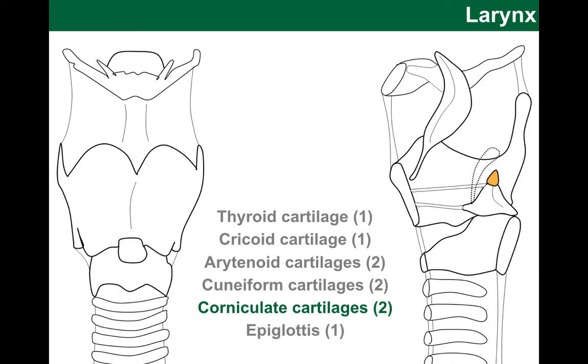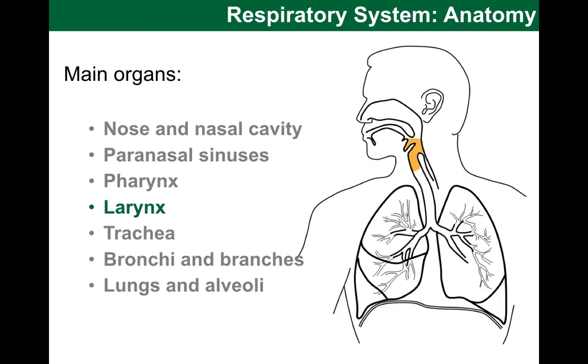So you can consider them as these tiny tips on top of them. And finally, I want us to look at the cuneiforms. These are actually located within the mucous membrane lining, so not visible normally. That's it. Those were our parts of the larynx.